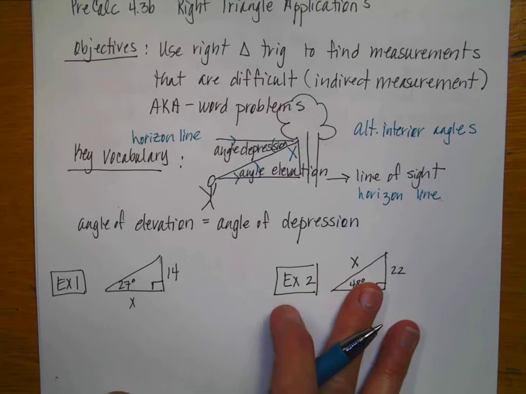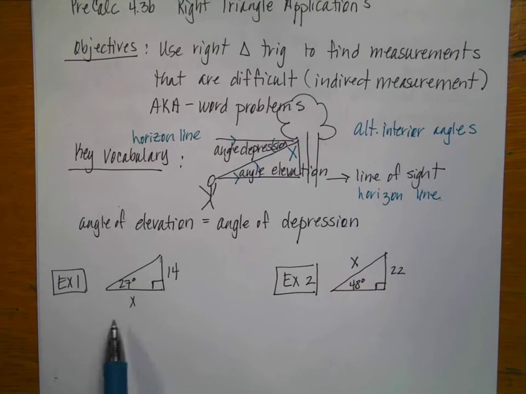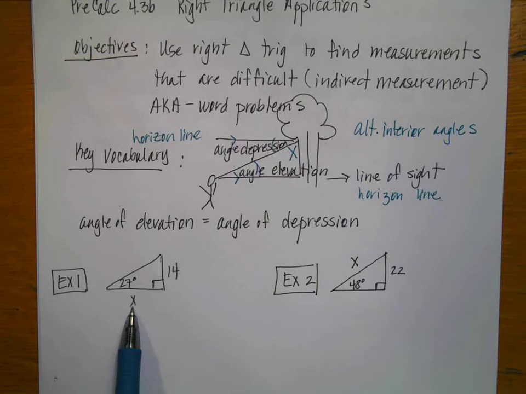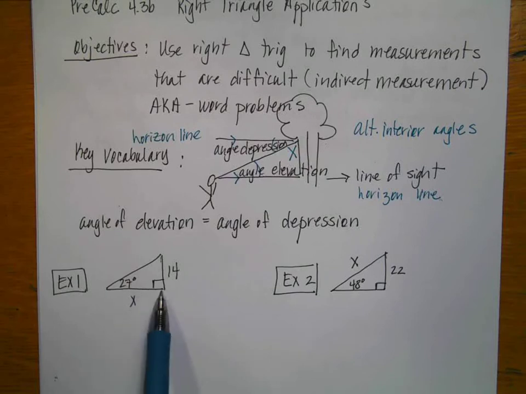So as we get started, we're just going to do a couple of problems and we're going to set them up, and then we're going to move into our word problems. So for example number one, it says solve for x. Well, this is pretty easy, so I get to decide which ratio I want to use, sine, cosine, or tangent, just simple right triangle trig.